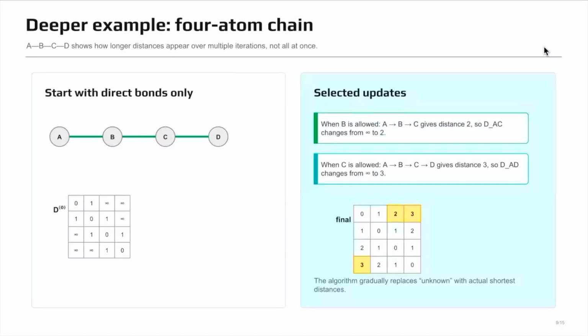The 4-item chain here shows how longer paths emerge gradually throughout the algorithm. Once B is allowed as an intermediate vertex, the algorithm discovers that A and C are 2 edges apart, and after C is allowed, it discovers that A and D are 3 edges apart, eventually filling up the entire distance matrix.